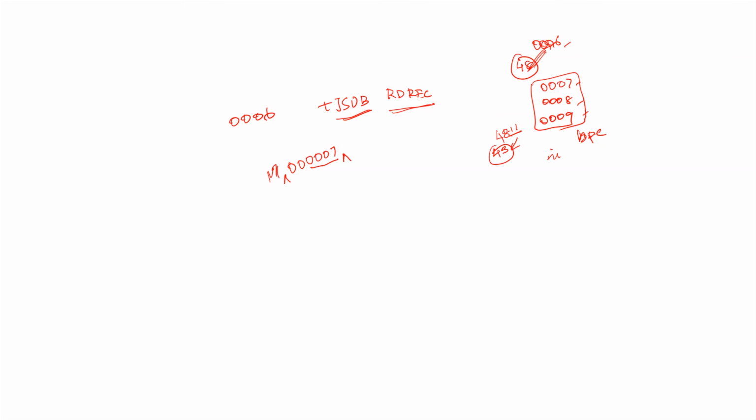Modification record M, then the address field to be modified 000007, and the code is 4B101036. See, these 5 places have to be modified. So I will specify this in half bytes as 05. These 5 places are to be modified.